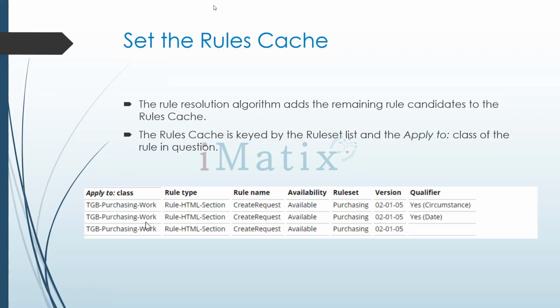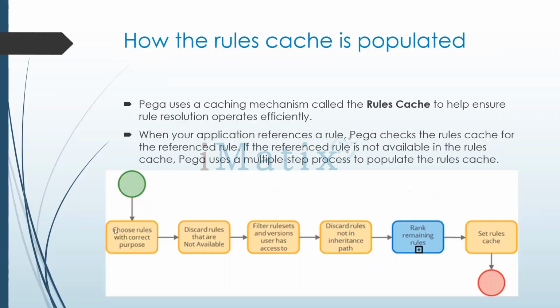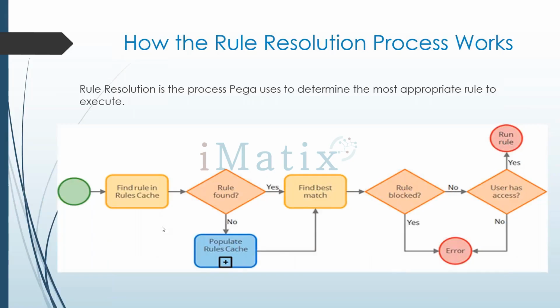You have just completed this part of the process, which is populating your rules cache. Let's continue to the next part. My population of the rules cache is done. Then I have 3 steps involved: finding the best match, checking whether the rule is blocked, and then checking user access. Three things, let's see.